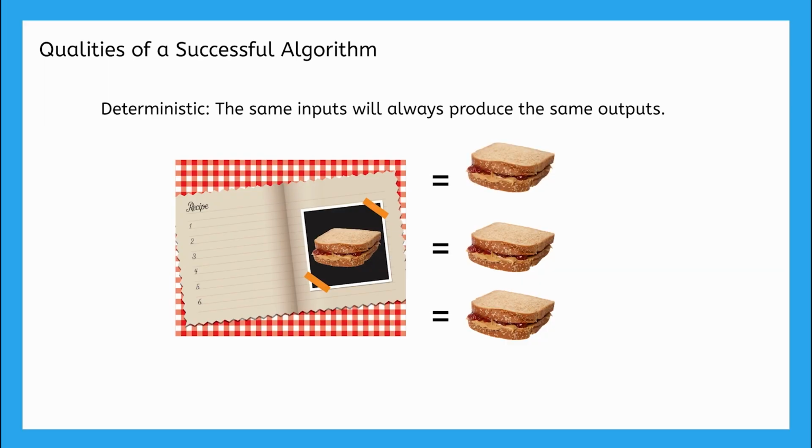The algorithm must be deterministic, which means that the same inputs will always produce the same outputs. Putting our ingredients together while correctly following the algorithm will always produce a peanut butter and jelly sandwich. Every time you follow the recipe, you get the same output, a peanut butter and jelly sandwich.